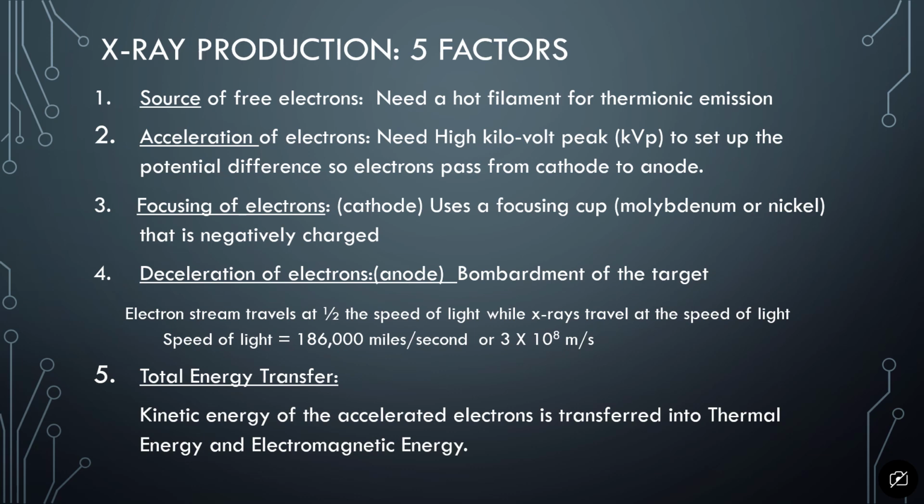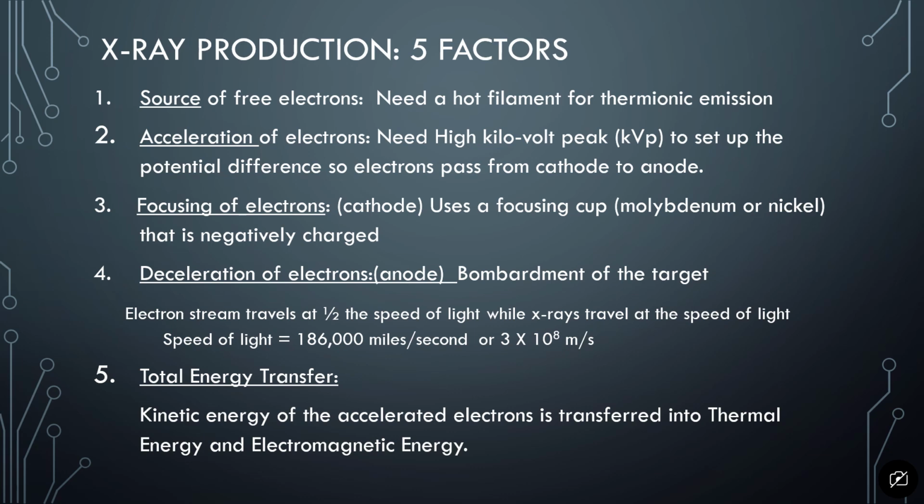So X-ray production depends on 5 factors. First of all, the source of free electrons. You need that filament to be really, really hot for thermionic emission. Second, the acceleration of electrons, which is how fast they travel towards the anode. You need a high kVp setting to set up that potential difference so that the electrons will pass from the cathode to the anode.